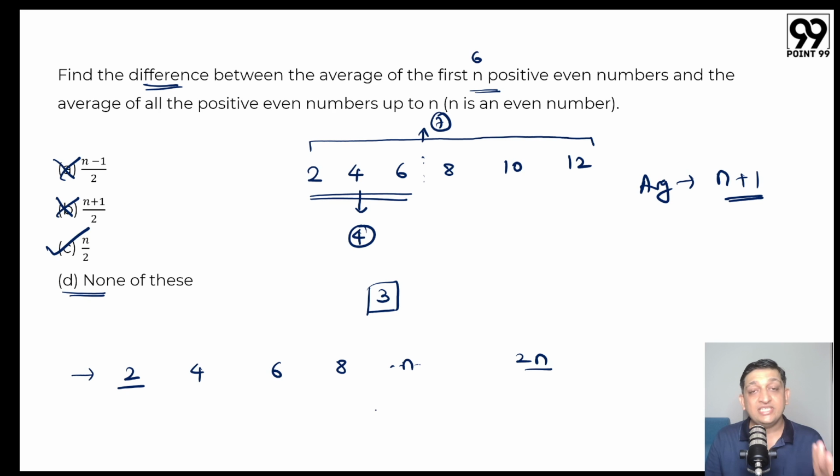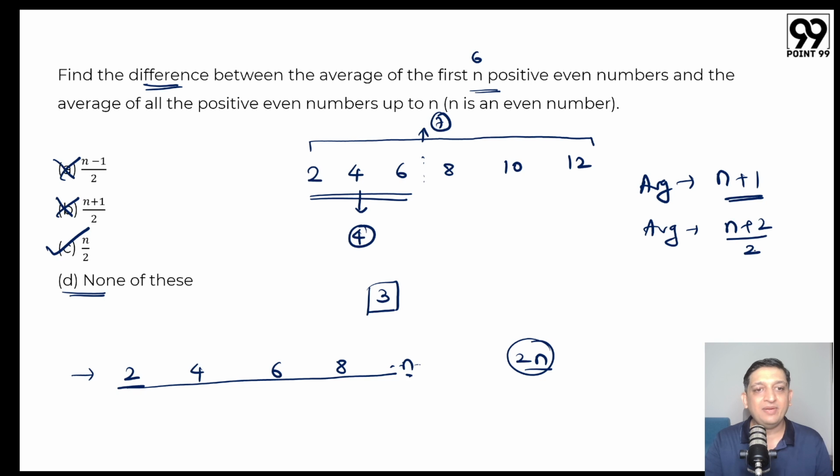I also have to figure out the average of the positive even numbers up to n. That is what we are looking at, right? So we are saying that the nth even number is going to be equal to 2n. So what happens if I just take the numbers till n and try to find their average? Again, it's very easy. The average of the second sequence is going to be n plus 2 divided by 2, because n is the last number of the sequence, 2 is the first number of the sequence. It is an arithmetic progression, so I am going to get this.